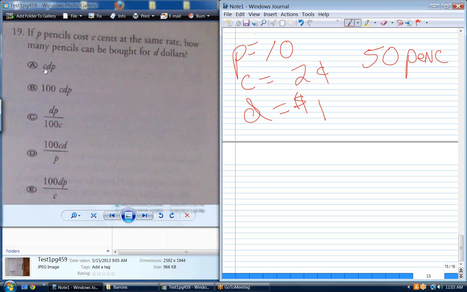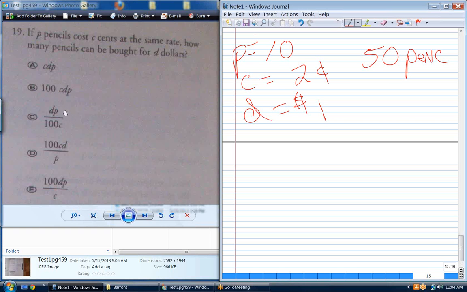Clearly, A is 2 times 1 times 10. A is 20. Remember, C, D, and P are all whole numbers. C is 2, not 0.02. Okay, so clearly if I take three whole numbers and multiply it by 100, I'm not going to get 50 either. No. C has potential.